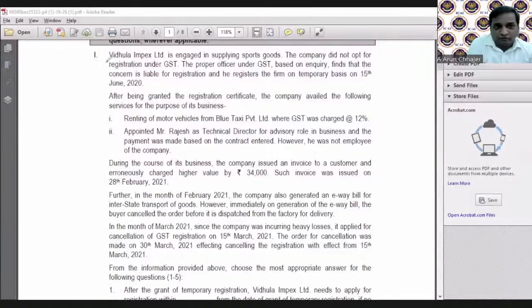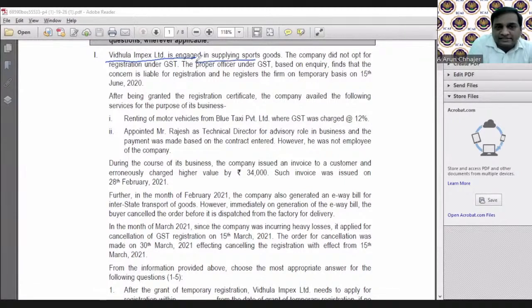First question: Vidula Impacts Limited. Rohini, the per day concept is there. The per day is rupees 100 per day, 100 per day. That would be there subject to the maximum of 10,000. Now the upper limit has been reduced. See, please note, the upper limit has been reduced.